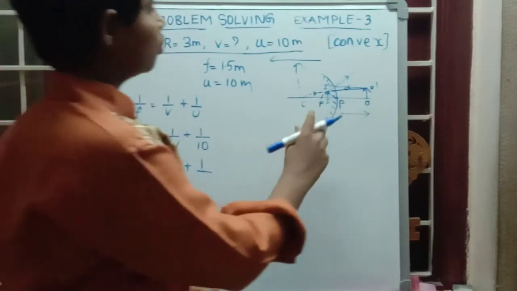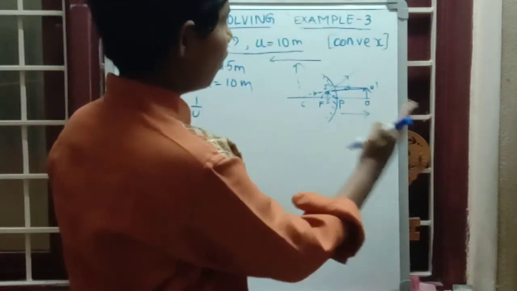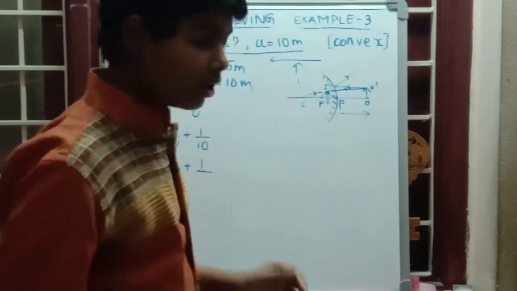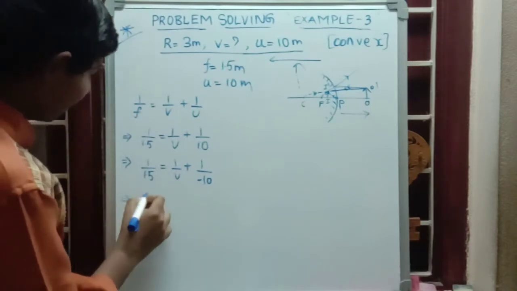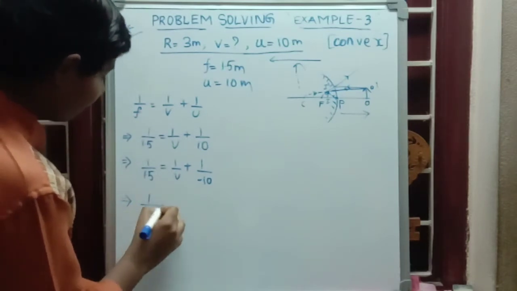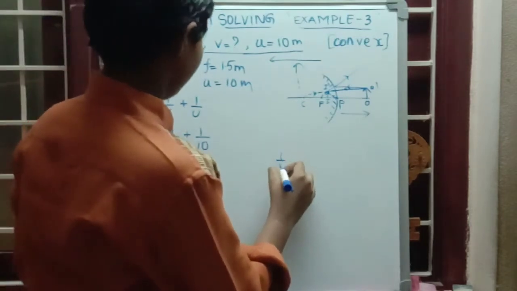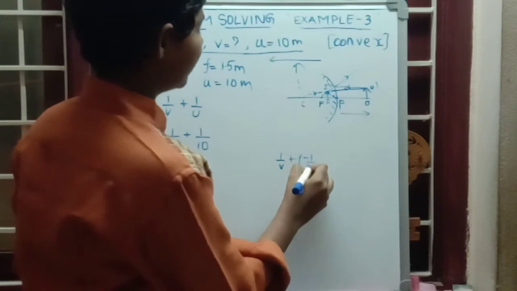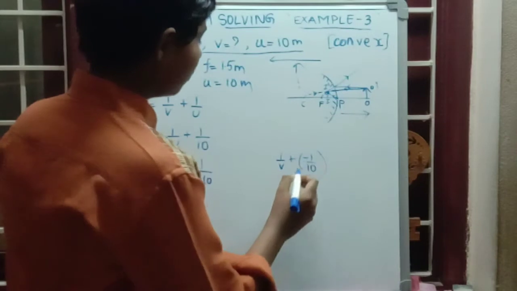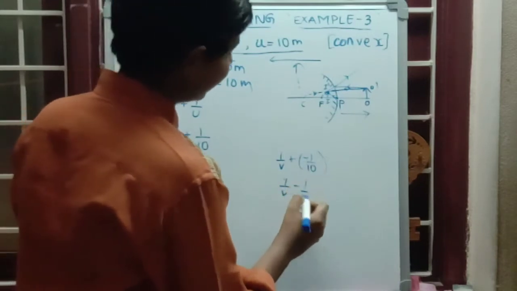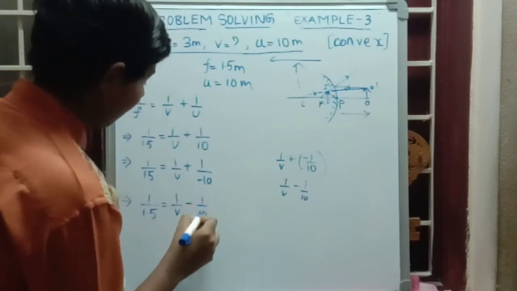U is 10, direction going this way, but object distance from pole is in the opposite direction. Both are opposite, so negative. 1 by minus 10 here. 1 by 1.5 is equals to 1 by V plus 1 by minus 10. Plus into minus is minus, so 1 by V minus 1 by 10.